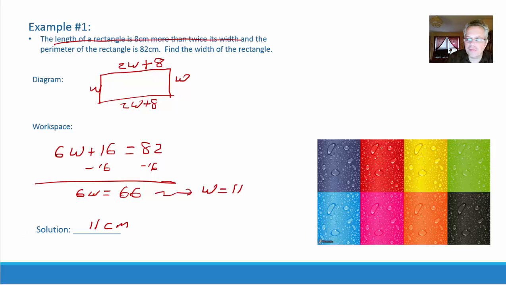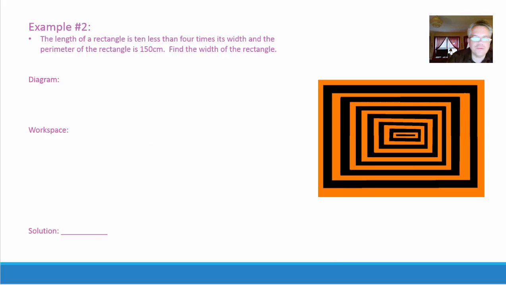Got a lot of cool art this video. So here's another one. I really like this one. It's kind of trippy. All right, example 2. The length of a rectangle is 10 less than 4 times its width. So again, it's another rectangle problem. So draw something that looks kind of like a rectangle. Doesn't have to be fancy. They express the length in terms of the width. So I'm going to let the width be W, and the length is 10 less than 4 times that. So 4W minus 10. Remember that 10 less than 4 times its width means we're subtracting 10.